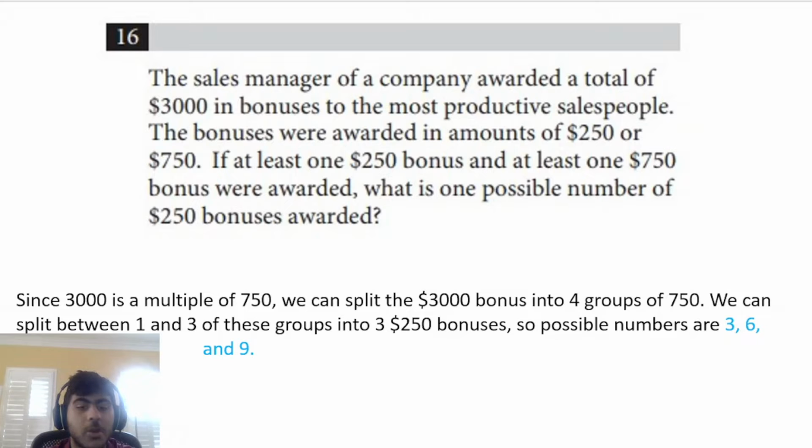Well, since 3,000 is a multiple of 750, we can split the $3,000 bonus into 4 groups of 750. Then we can split between 1 and 3 of these groups into 3 $250 bonuses. So the possible numbers are 3, 6, and 9.